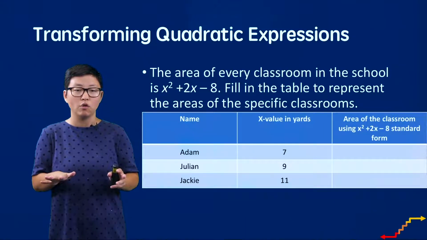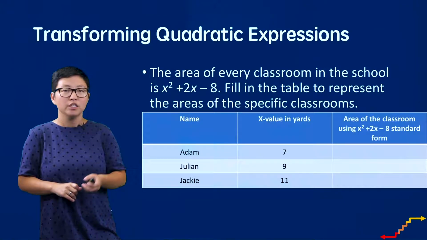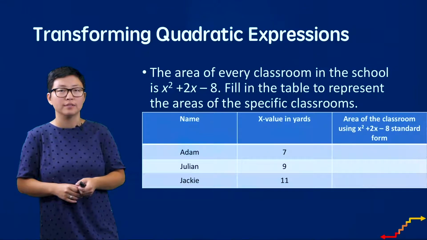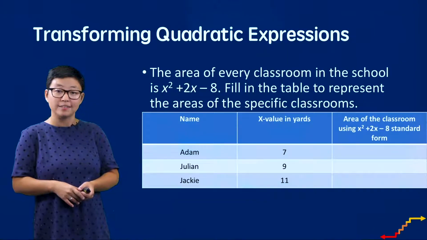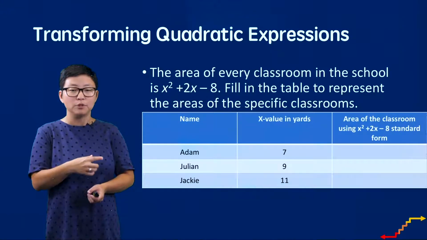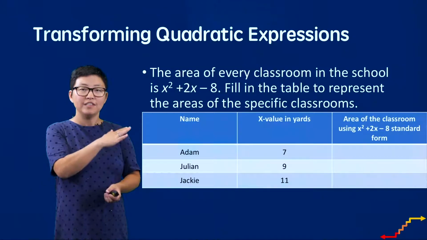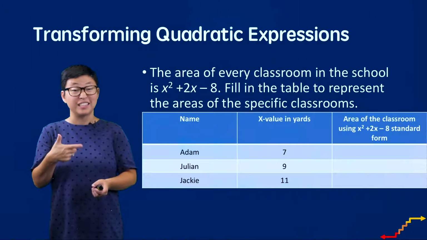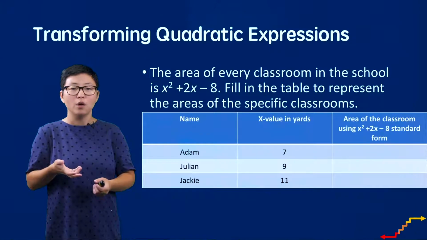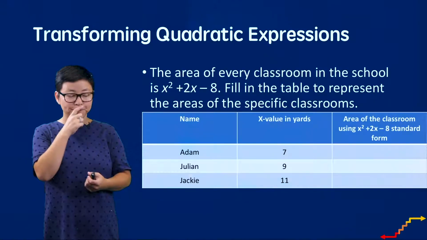There are lots of ways to go about showing this to students, and here's what we're going to suggest to you. You might pose this problem to students. The area of every classroom in the school is x squared plus 2x minus 8. Fill in the table to represent the areas of each specific classroom. By giving students this quadratic expression, that assumes that students at this point already feel really comfortable with multiplying those factors to get this quadratic expression.